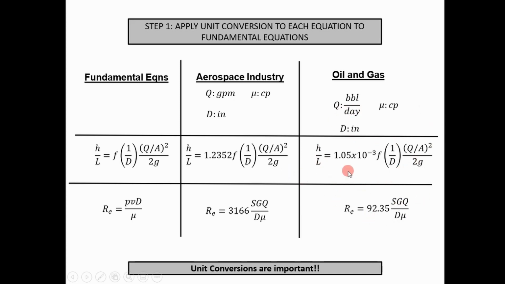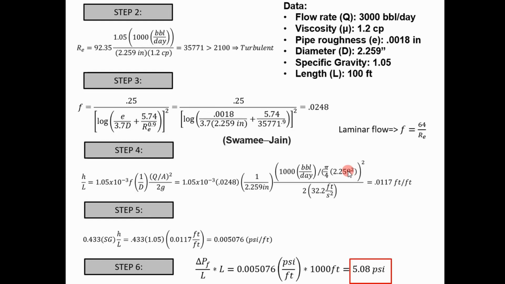So after you convert the equations to the units you're working in, you can go to the hand calculation and begin calculating values. So here's our data we're using. I showed it here. It's the same data we used in the first slide. Step number two is to calculate Reynolds number. And this is the Reynolds number equation for the oil and gas industry, as we showed in the previous slide. If the Reynolds number is greater than 2100, we consider it turbulent flow. If it's less than that, we consider it laminar flow.